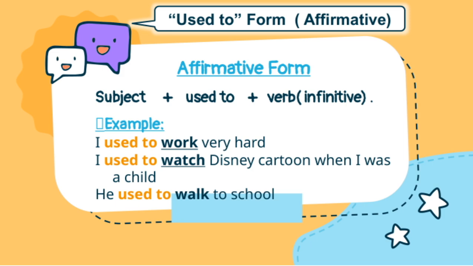Remember, this structure is only used in affirmative sentences to show past habits. So, when you're describing something you did repeatedly in the past, this is the form to use. It's a common and useful way to express past routines clearly and naturally. This connects to the overall theme by showing how we can talk about past experiences effectively in English.